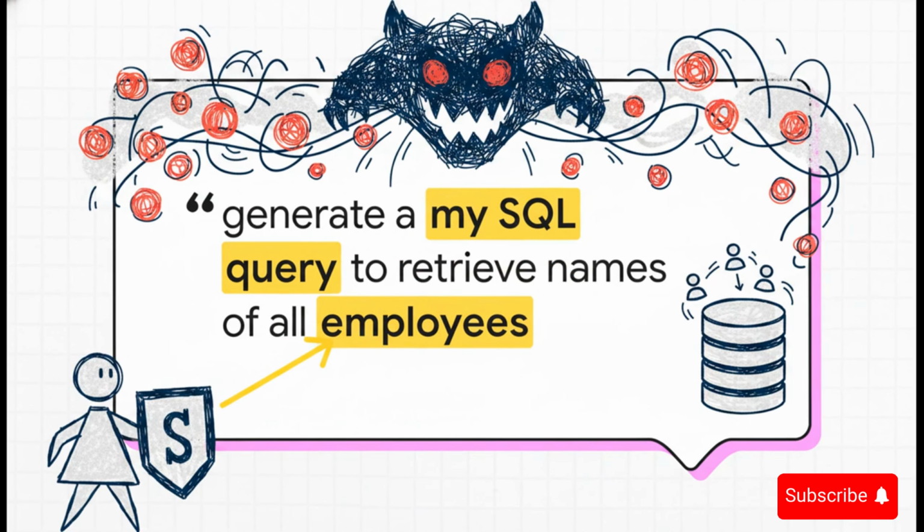Let's wrap up our practical coding examples by fighting the complex boss of data retrieval, SQL. Here we give the instruction, generate a MySQL query to retrieve the names of all employees from the employee table. Even with this kind of raw conversational phrasing, the specificity regarding the table name and the desired data points leads the AI to successfully generate a perfect MySQL query utilizing a select statement.